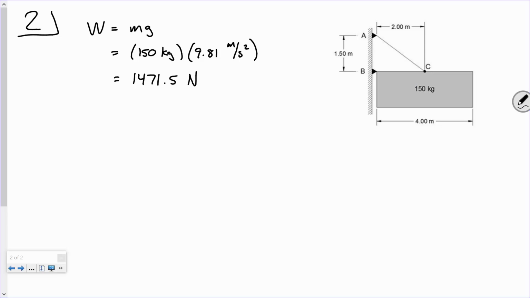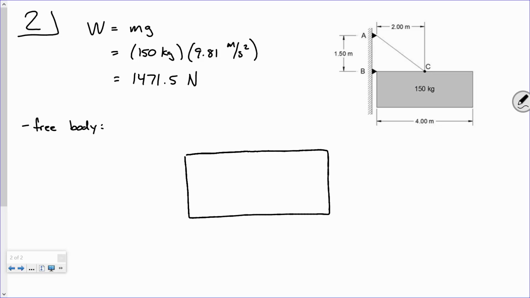Okay. Now, while this doesn't look much like it, you can kind of treat this problem a lot like a truss analysis. Now, what I mean by that is this. All right, let's look at a free body. All right, so here's my sign, as Bill Engvall would say. You like that? Here's your sign. Now, I have a force going down of, as you say, 1471.5 newtons, right? Okay?